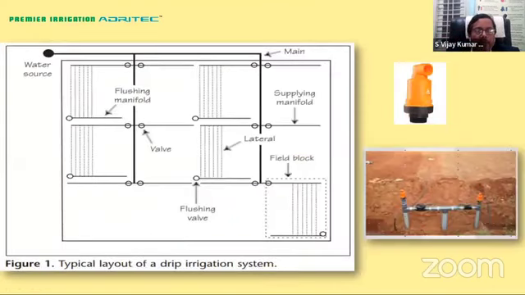Then this is a typical layout of a drip irrigation system that we have installed. So you can see there is a water source. This is the main line. From the main line, you have the sub-main lines, and also you have the flushing manifold or the collector. So all these are different words that are used, and these are the typical blocks. And each block will be irrigated based on the irrigation design, the hydraulic design that is done, so the entire thing can be taken care of.